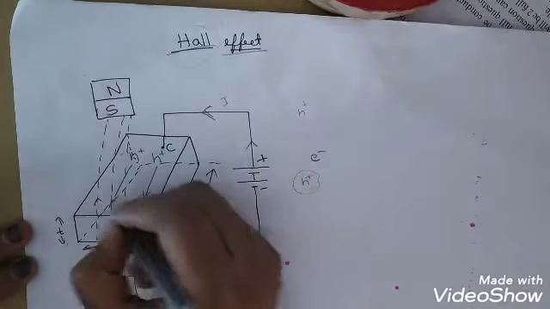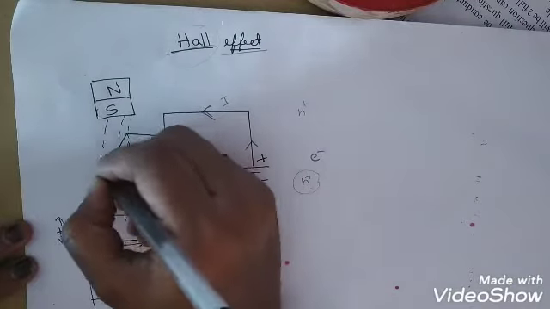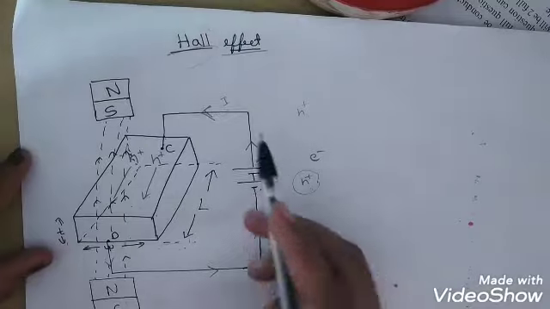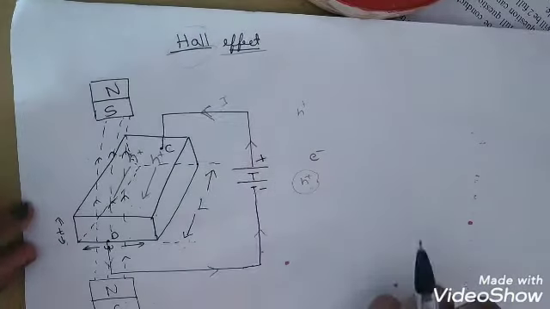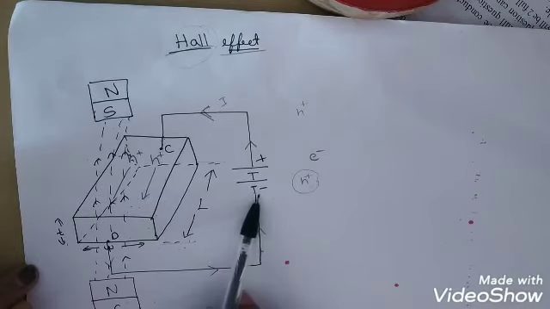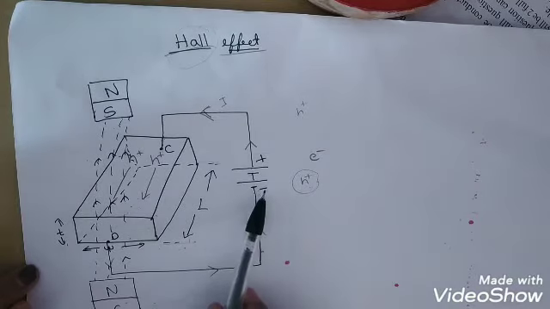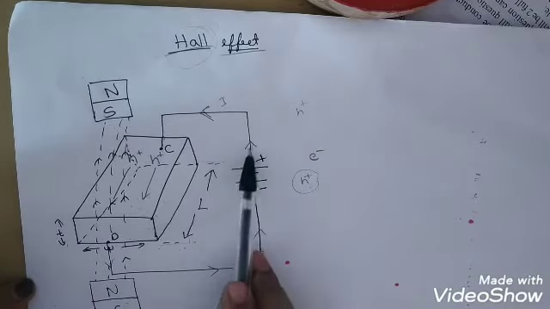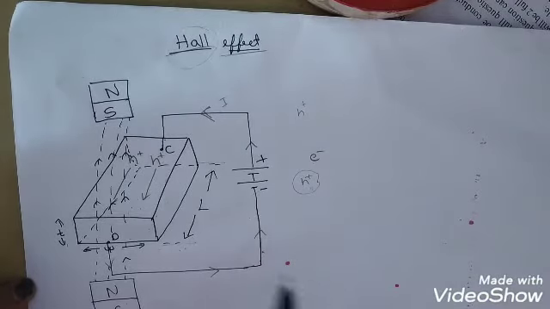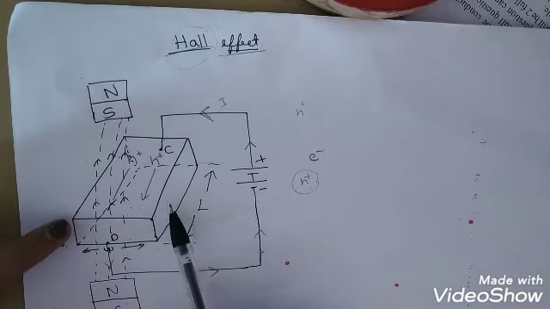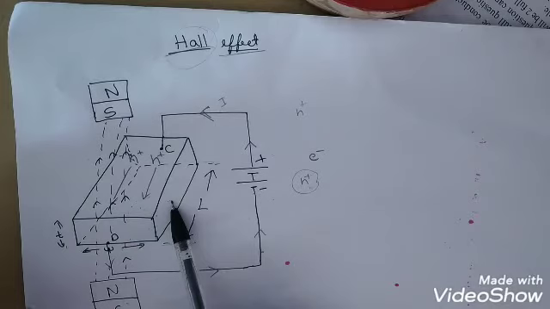Now what will happen to the movement of holes when we apply the magnetic field? That is what we are studying in the Hall effect. What we are considering here is a semiconductor material under the influence of an electric field. When we connect an electric field to a semiconductor material, the current will start to flow. Initially we assume the semiconductor material we are using here is a p-type material.